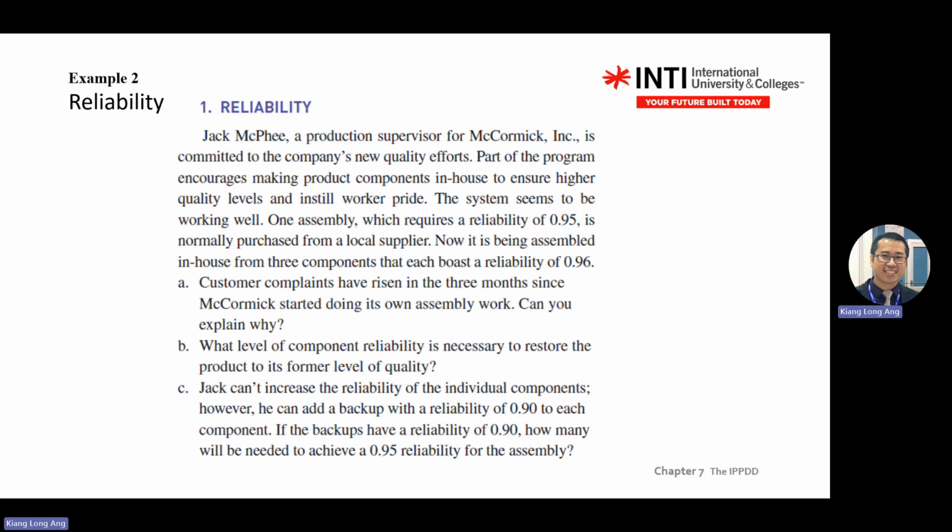If you have more and more backups, you get near to 0.9999, 99.999%. If you take 96% and add backups using this formula, you get very, very near to 1, but it's not 1. It's a fail-safe device. But in the industry, normally we just add one more backup, like you put in a fuse as a backup, right? So that is how you do it.